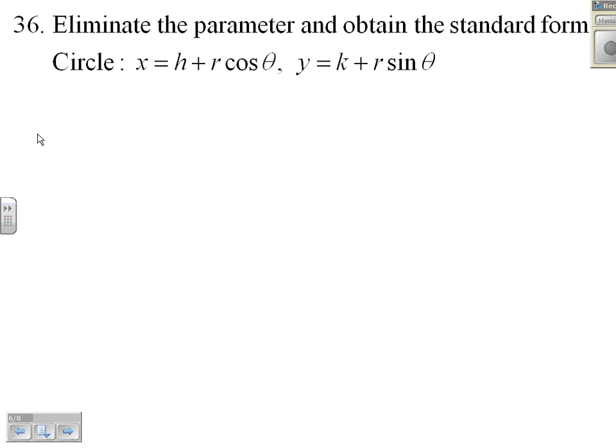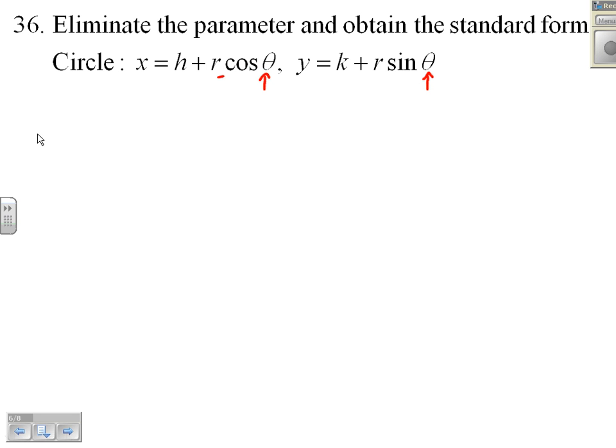Okay, so here we're to eliminate a parameter and obtain the standard form. Now, you may be asking, what's the parameter? Is it h? Is it r? Is it theta? It is one of those. The parameter would have to be either r or theta. However, for equations of circles, we're familiar with h's and r's, and we're familiar with k's as well. So we're going to try to eliminate theta and see what happens.